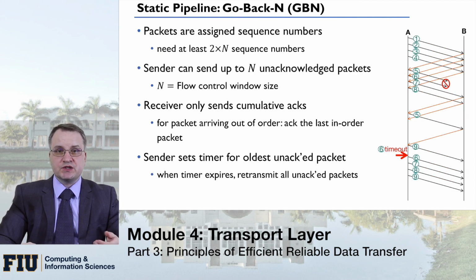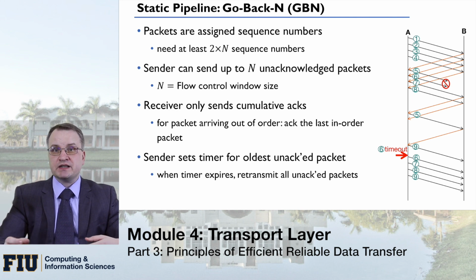To bootstrap our conversation about efficient, reliable data transfer, we're going to talk about the go back N approach. Specifically, this is the algorithm with a static pipeline. So this N is the flow control window size, or the number of packets that you can send out while waiting for the acknowledgement to arrive. In this specific case, similar to what we had before, the minimum number of sequence numbers is actually twice as many as the number of packets that are allowed to be outstanding. And similar to what we did before, we can use a sender timer as a safeguard mechanism against lost packets.